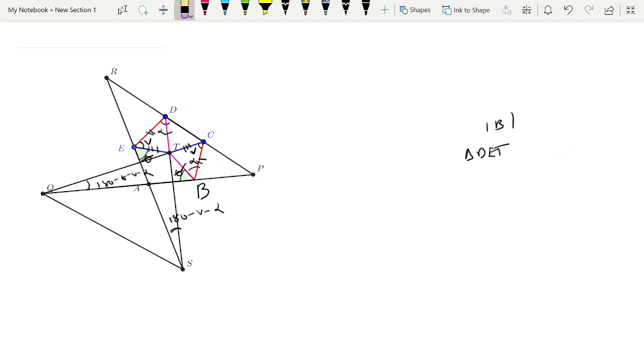So, like I said earlier, there were some similar triangles. So let's actually identify those similar triangles. Okay, so now consider these two triangles. Consider triangles QTB and STE.